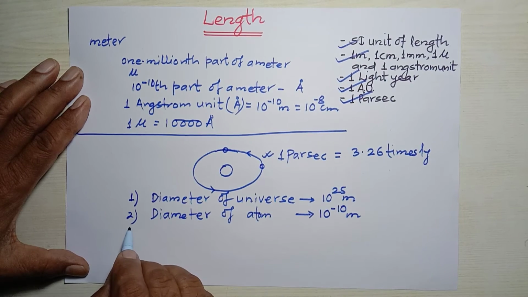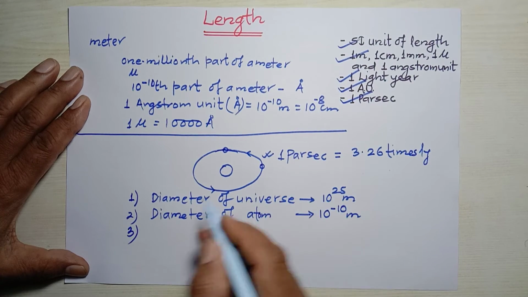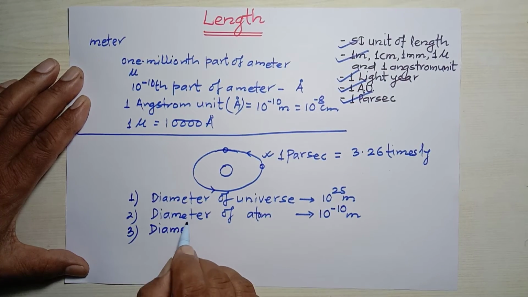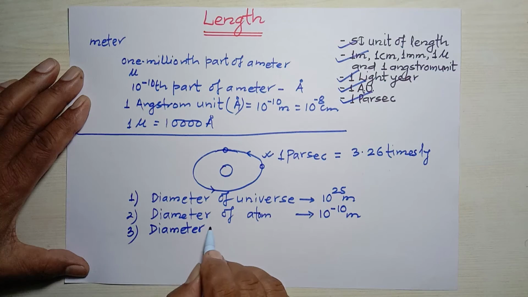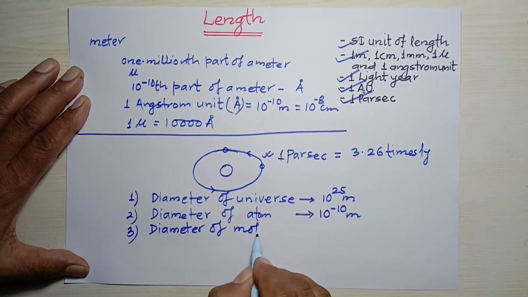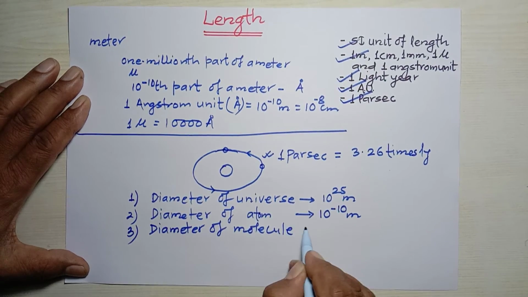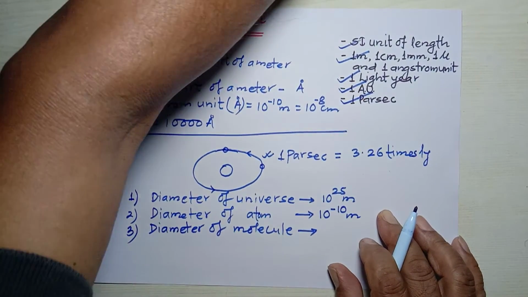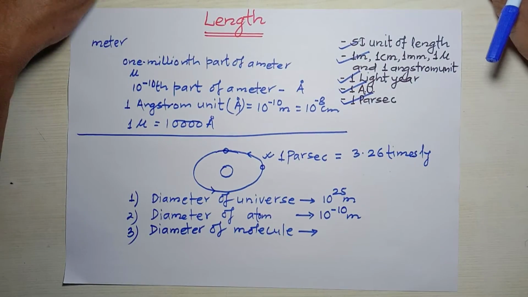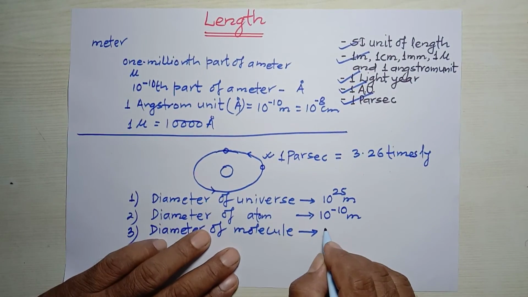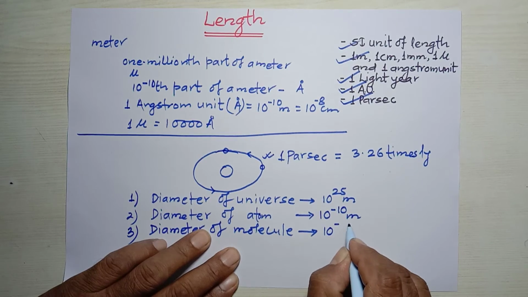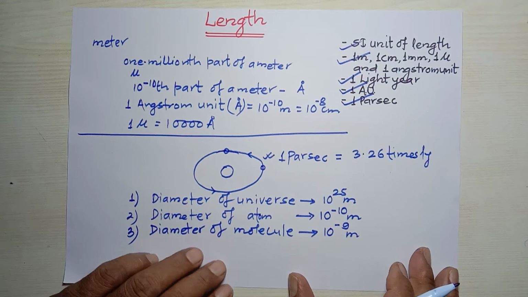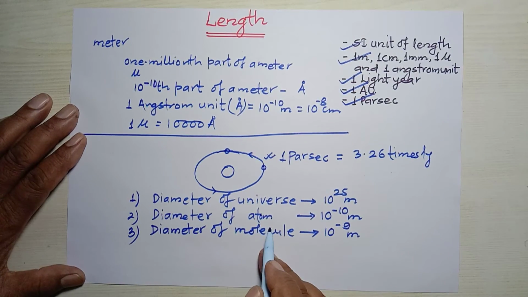And in the same way, another one, not atom, molecule. Now we can say diameter of molecule. This is bigger than the atom. That's why the diameter of this is bigger than the atom. It is 10^-9 meter. Minus 9 is bigger than minus 10. That's why it is bigger than the atom.